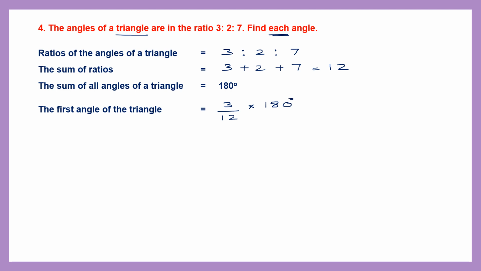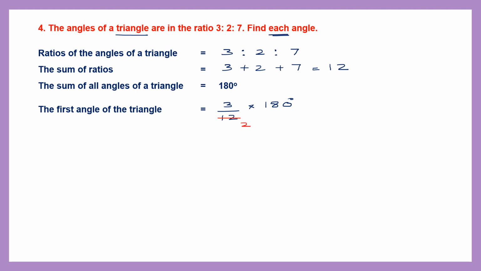So now let's do the multiplication. Let me cancel 12 and 180. I can also cancel 3 and 12. Okay, you can do any cancelling. 12 and 180, you can cancel by 2, by 3, by 6, or by 12 also. Let's cancel it by 6 to make it easier for you.